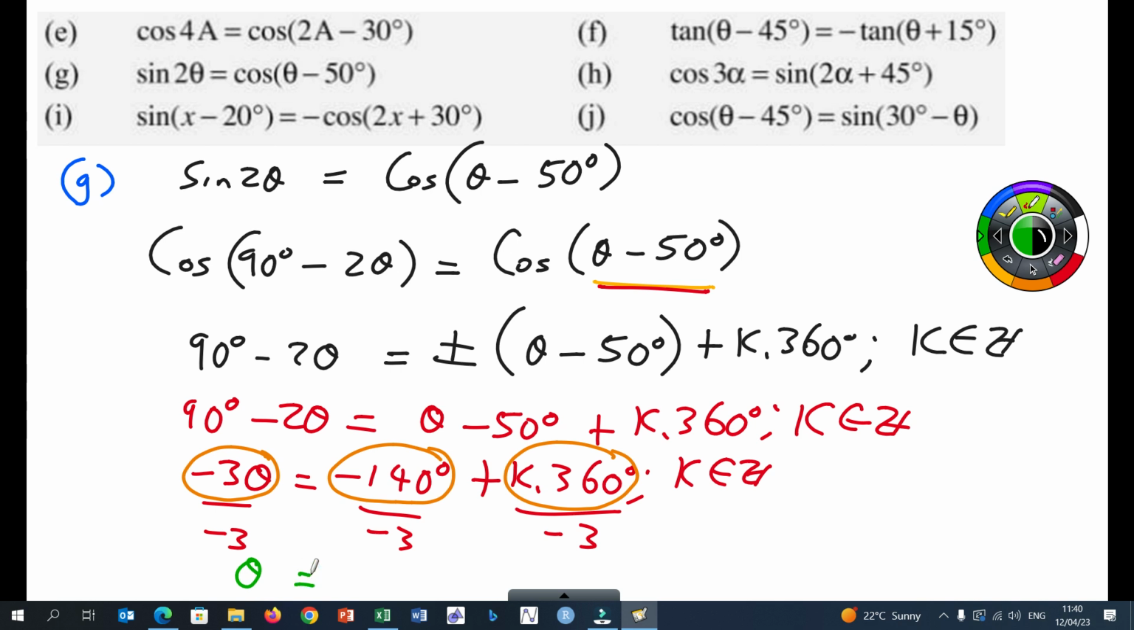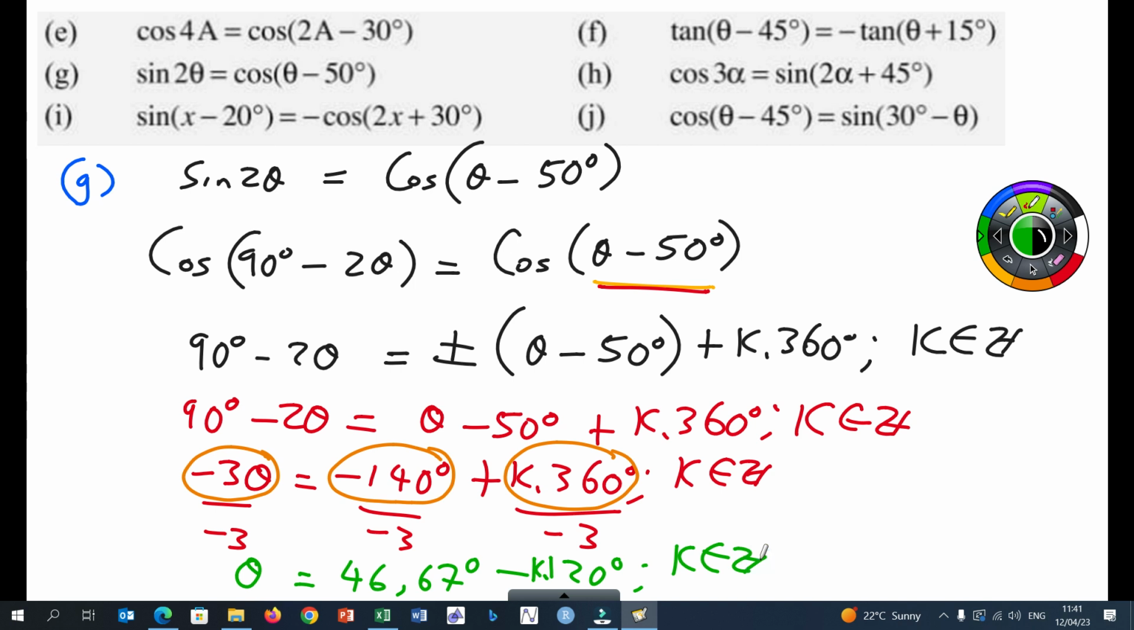So theta will be equal to, we divide here, what answer do you get? 40 something. Okay, 40. Positive. It's 46.67, two decimal places. Then this sign becomes the minus. 360 divided by minus 3, obviously that will give us 120. So this will be k times 120 degrees, where k is an integer.